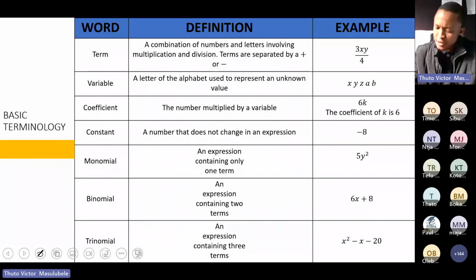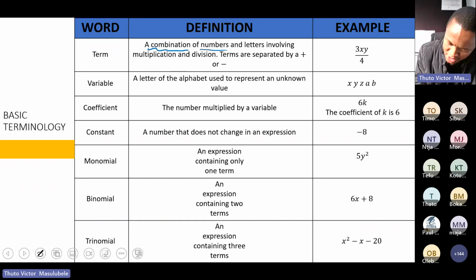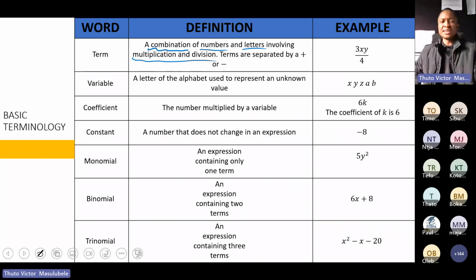So an example of a term is what we have on the right-hand column: 3xy divided by 4. That is a term because it is a combination of numbers and letters of the alphabet involving multiplication and division. Now, what is a variable? You might be wondering, what about this X and what about this Y? Why are we now incorporating letters of the alphabet in mathematics?